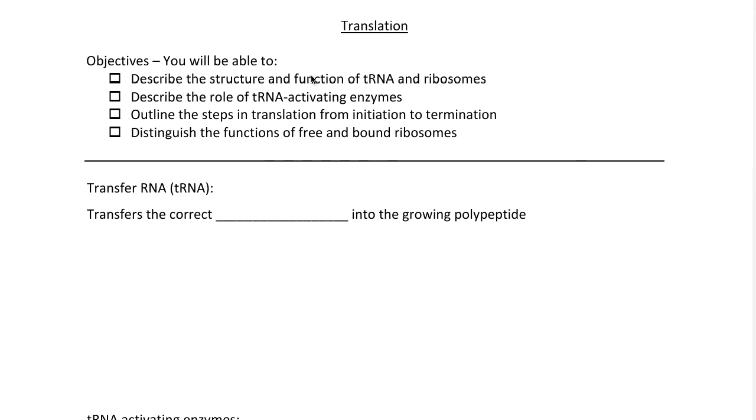In this lesson, we cover a bit more detail about translation. First, let's start by talking about the major players. One that we need to talk about is transfer RNA, or tRNA, and its job is to transfer the correct amino acid into the growing polypeptide.